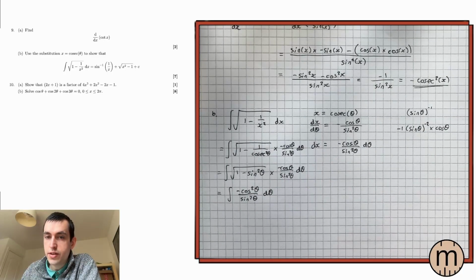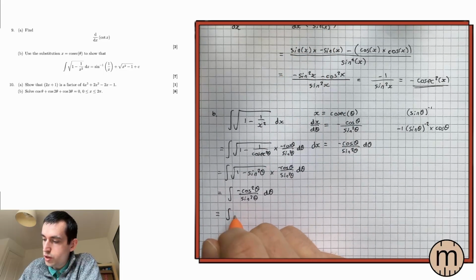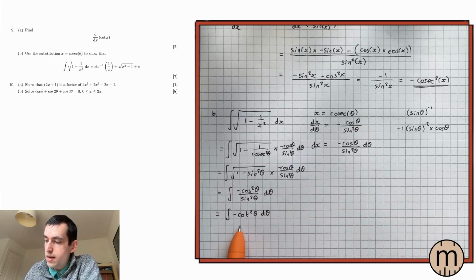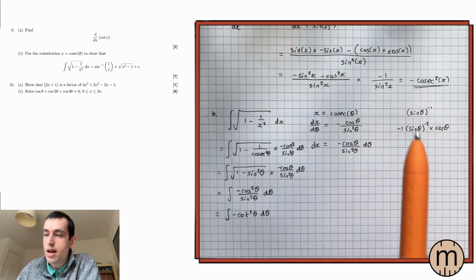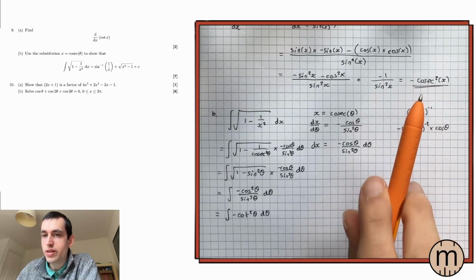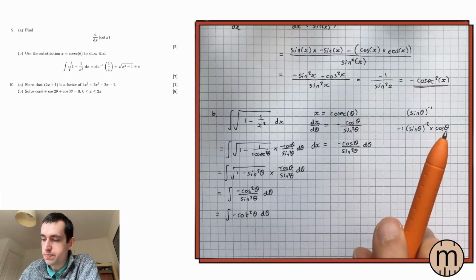Now from here, you have to know your identities. Cos over sine, just like in part A, was equal to cot, so this is minus cot squared theta. Now, although that's not in the formula book, there is an identity with cot squared theta that you need to know, which relates it to cosec squared. And because of what we did in part A, we should know what the integral of cosec squared is.